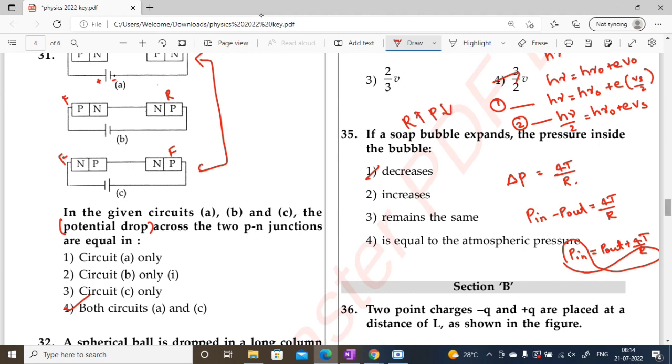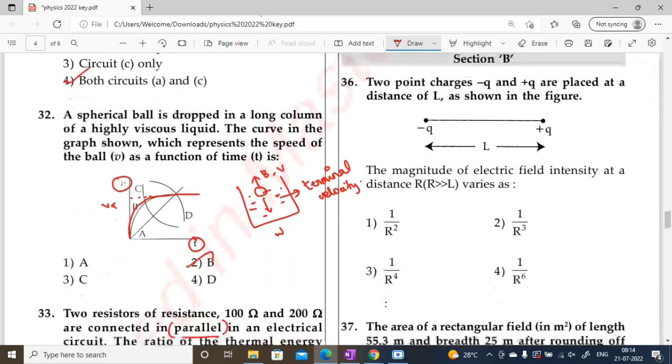Fine. Next question: two point charges, minus Q and plus Q, are placed at a distance of L as shown in the figure. So of course, what will be the relation here? We know this is an axial point condition. At an axial point, the electric field is given by 1 by 4 pi epsilon naught into 2p by r cube. So the electric field varies as 1 by r cube.